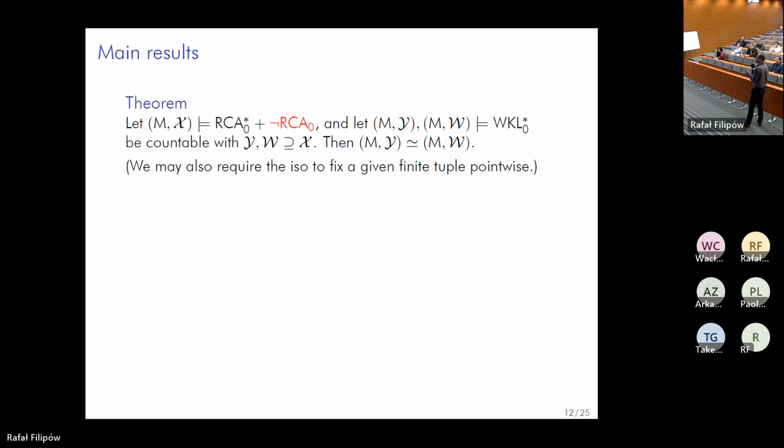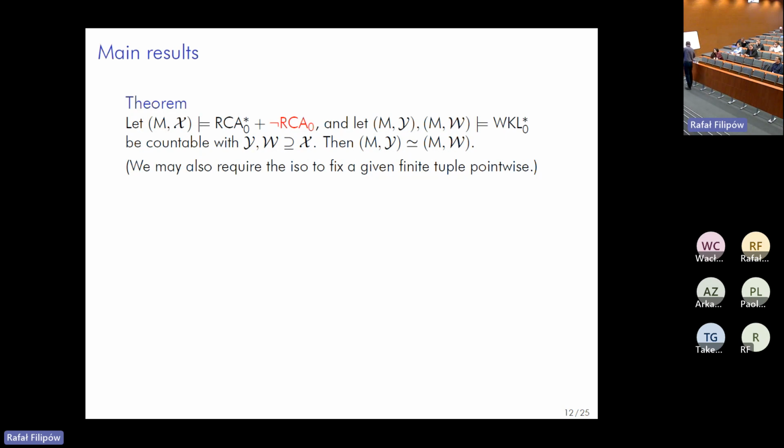If you start with a countable model of RC0*, so that Σ₁ induction fails relative to some set, so not RC0 is satisfied, maybe I'll write out what that means in a moment. Then, if you take any two extensions of that model with the same first order universe, satisfying König's lemma, then they're actually isomorphic. So they're the same model. So there's a canonical unique way to extend your structure to satisfy König's lemma.